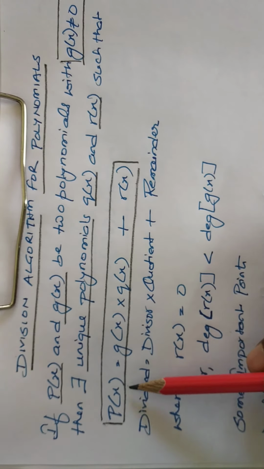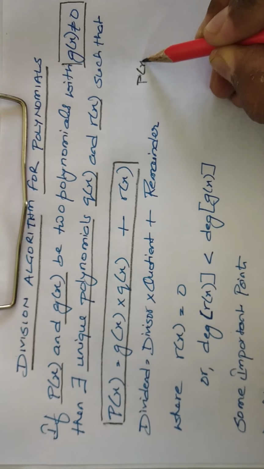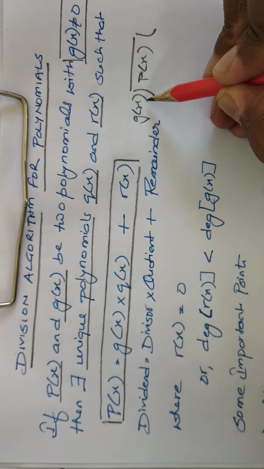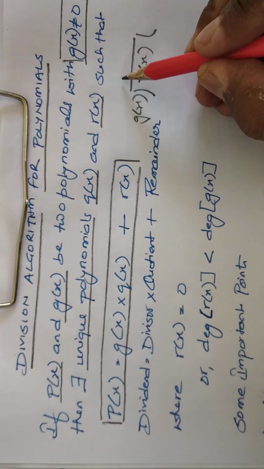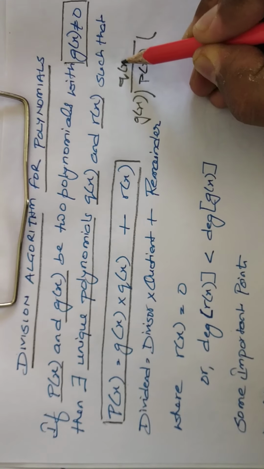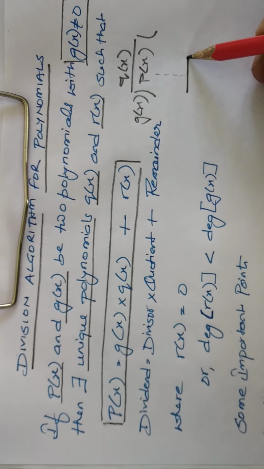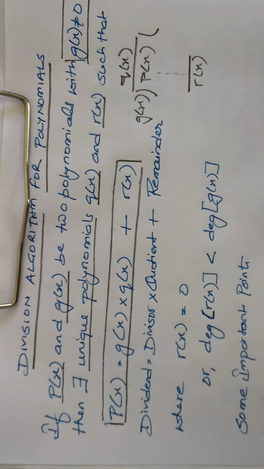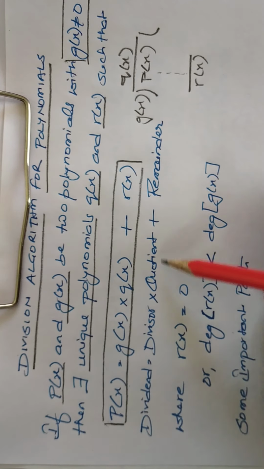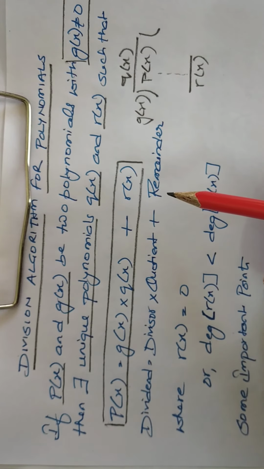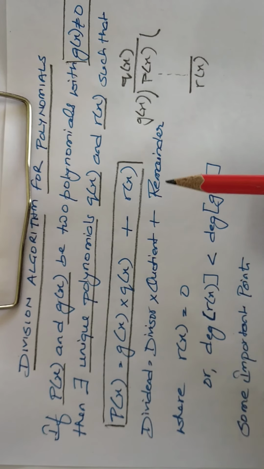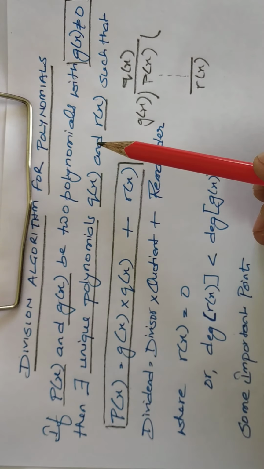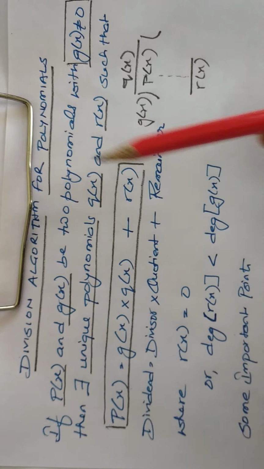That means if p(x) acts as a dividend and if p(x) is divided by g(x), where the polynomial g(x) acts as a divisor, then there will be a unique polynomial q(x) which will act as a quotient, and a polynomial r(x) will exist which will act as a remainder polynomial. So dividend is equal to divisor into quotient plus remainder. This is actually the long division process in case of polynomials. The division algorithm for polynomials is actually the restatement of the long division process in case of polynomials.